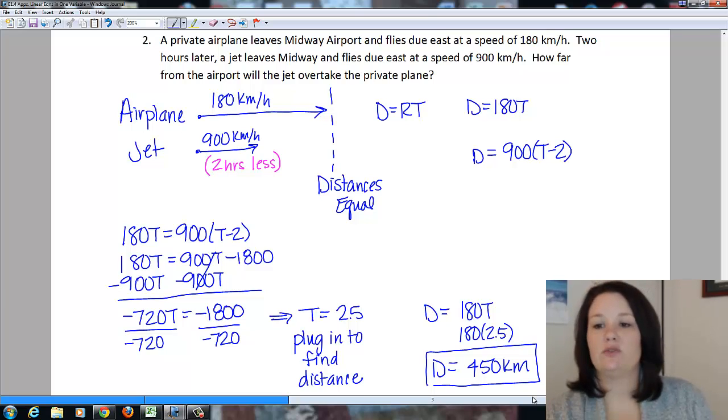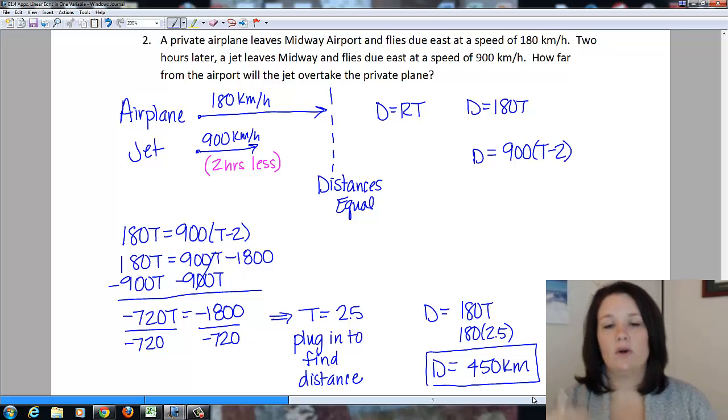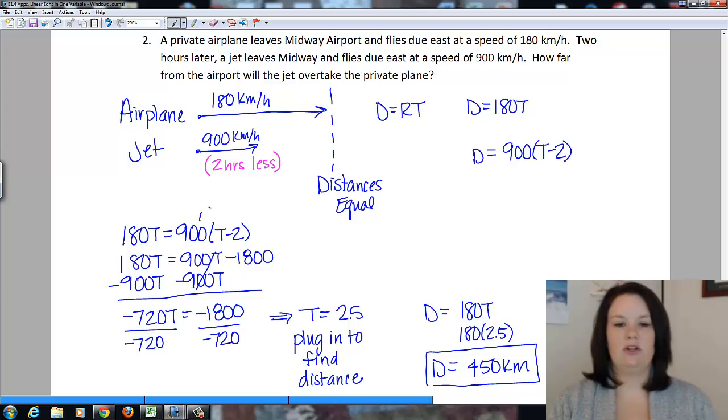For the airplane, I used 180t because I don't know the time. For the jet, I use 900 times (t minus 2) because its time is 2 less than that of the airplane. Once I have their two distances, I put them in an equation with those distances equal. I distributed the 900, moved my t values to the same side, and then divided off my coefficient, which gives me t equals 2.5.